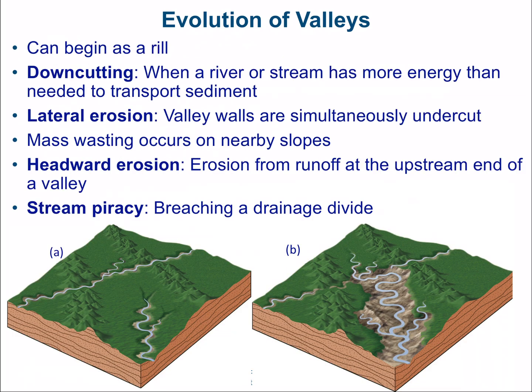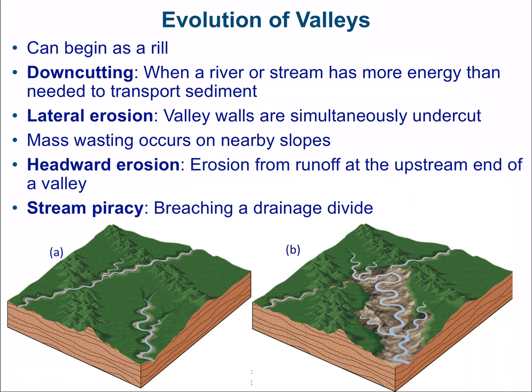So how do we go about getting a valley? Well, a valley first is going to start off as a rill. A rill is that first indication that you're going to get that valley. And then you're going to have what's known as down cutting. Down cutting occurs when your stream has more energy than needed to transport sediment, so it's going to erode downward.